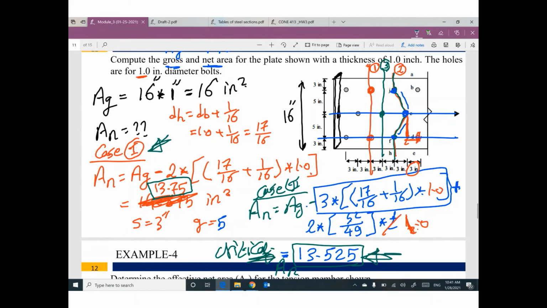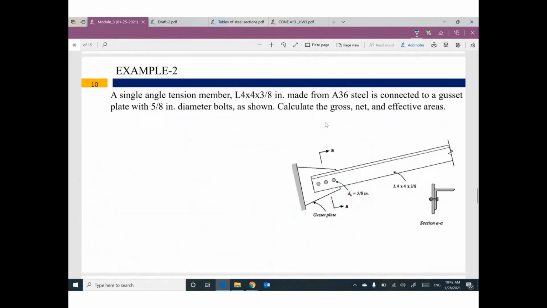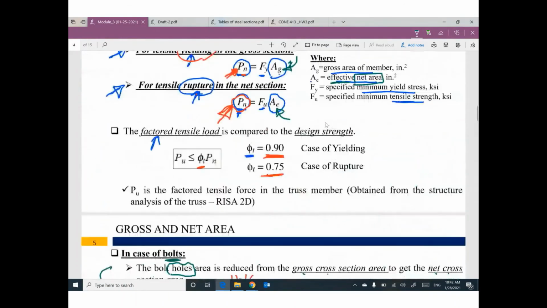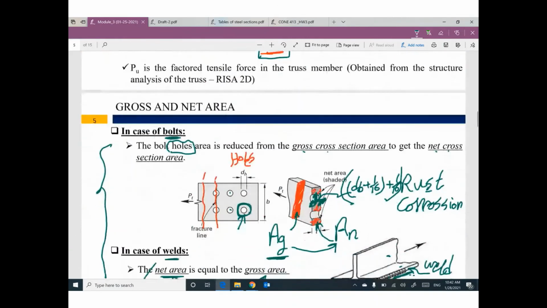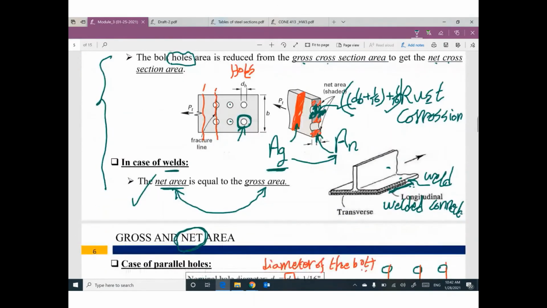Okay, so I'm trying to figure out any expectations about failure. Then I'm going to calculate the area net for each case, and the most critical case is the one with the least value of area net. This area net will be used in design, and I'm going to continue next week to go back to find the nominal strengths and the design strengths to figure out the final design of the member. But today we learned how to calculate the gross area and the net area. I will do more examples next week to cover this point in more detail.